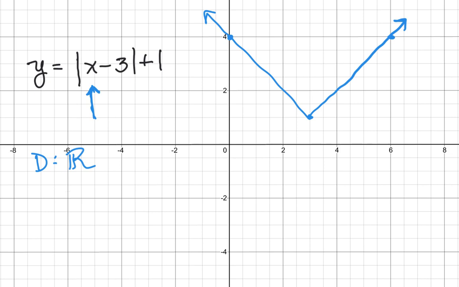The range, on the other hand, is the y values that we get out when we plug in all of those x values. And if we look at this particular function, this is the same one we did earlier, if I start down here, I don't touch that function until I get to, well, let's see, the vertex of that function was (3, 1). And I'm looking at the y's. I don't touch anything in that function until I get to y equals 1.